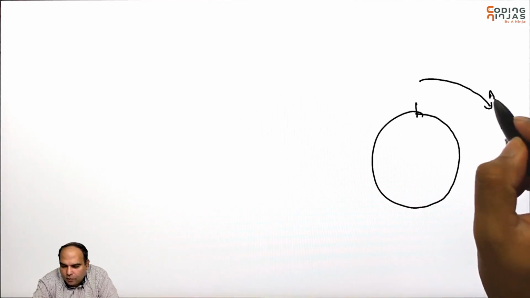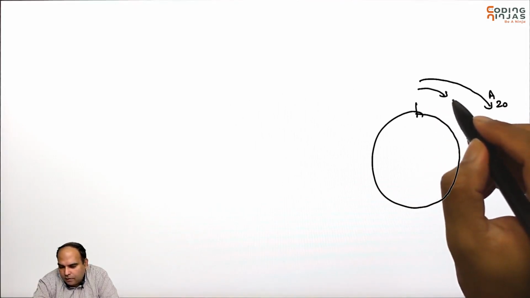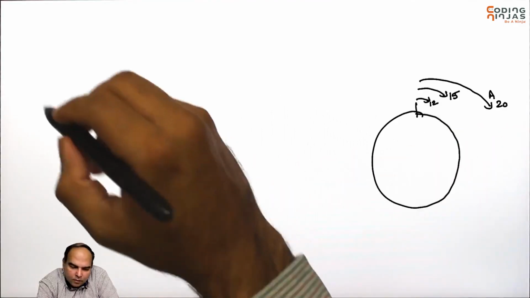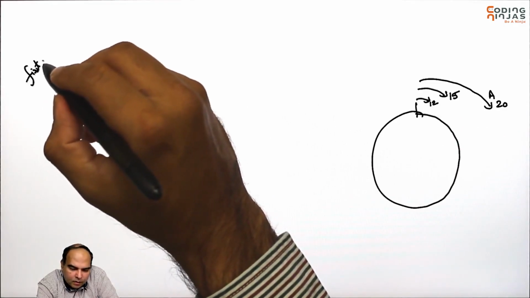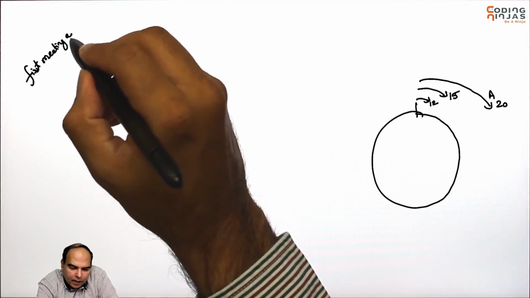A is traveling at 20 kilometers per hour, B is traveling at 15 kilometers per hour, and C is traveling at 12 kilometers per hour. So we are asking for the first meeting at the starting point, at any point.